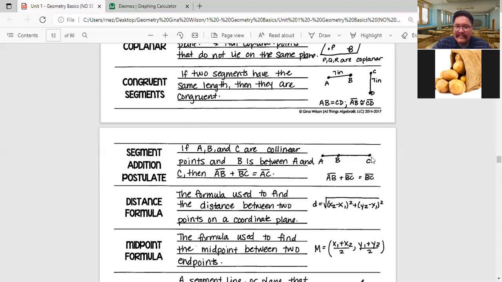Because BC would be this here, only this longer segment. So AB plus BC should be AC, not BC.